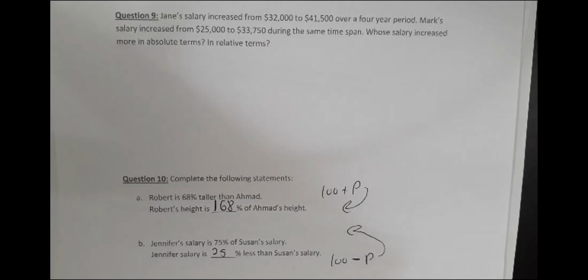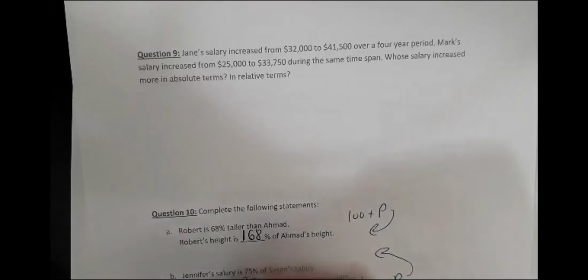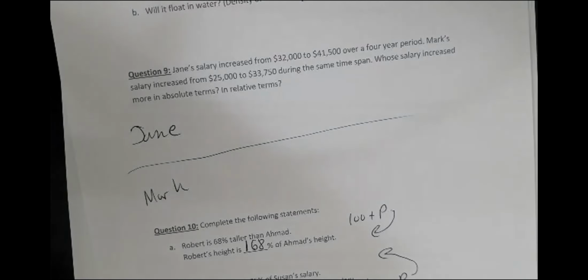Jane's salary increased from 32 to 41 over a 4-year period. Mark's salary increased from 33.25 to 33.75 during the same time span. Whose salary increased more in absolute terms and who's in relative terms? So Jane and Mark. How do we get absolute difference? What does it say? Yeah, absolute difference, absolute increase. Anytime they say absolute, what are we doing?